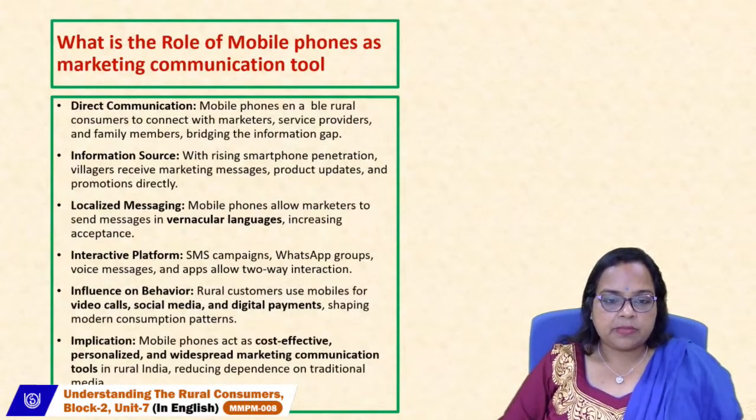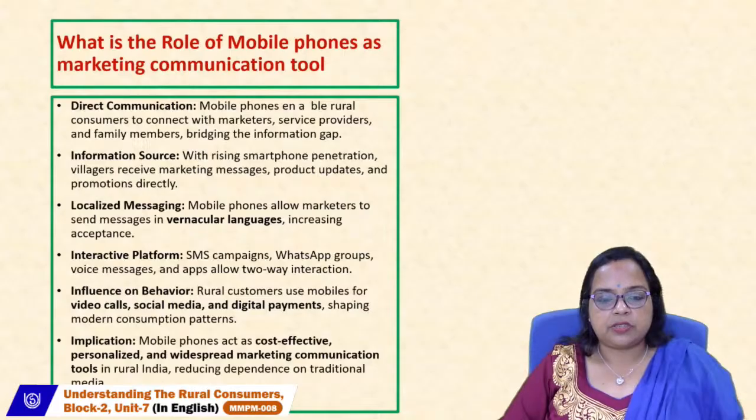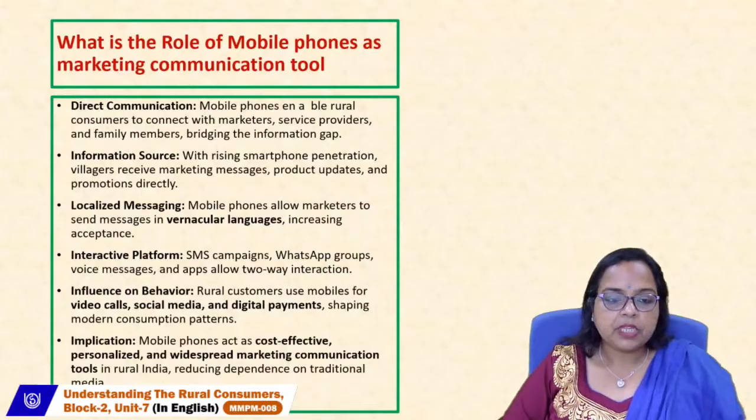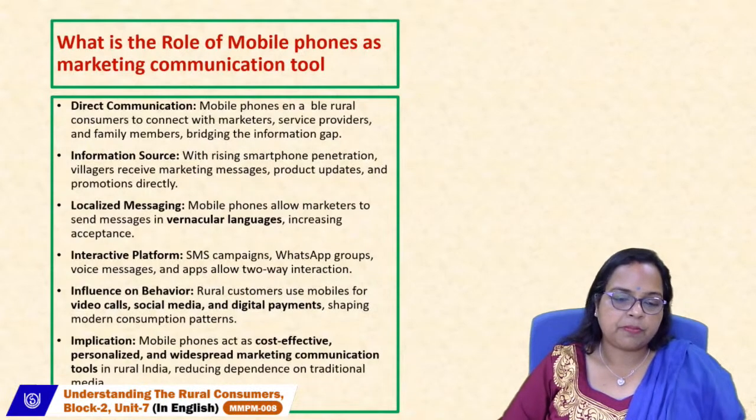Interactive platform: SMS campaigns, WhatsApp groups, voice messages, and applications allow two-way interactions. That is also helping the rural buyer in exchanging information between the seller and the buyer. Influence on behavior: rural customers use mobile for video calls, social media, and digital payments. So, shaping the modern consumption pattern.